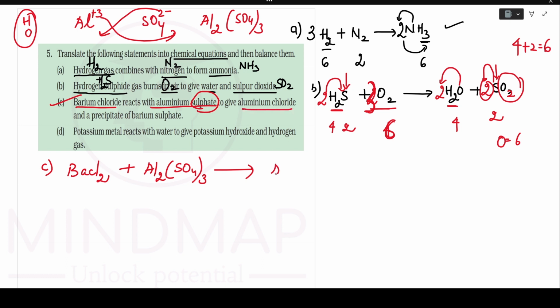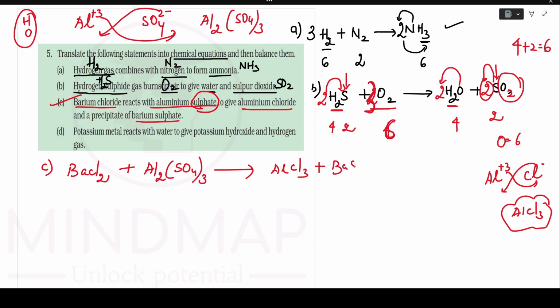Fine. Next is aluminum chloride, AlCl3. So now you know how to make it. See, aluminum is Al plus 3. Chlorine is Cl minus. This 3 has come here, 1 has come here. So you got AlCl3. We have done a lot of practice in the first video, how to make chemical formula, right? Okay, let's continue. Plus barium sulfate. Barium sulfate is BaSO4. Fine. So this is the chemical formula.